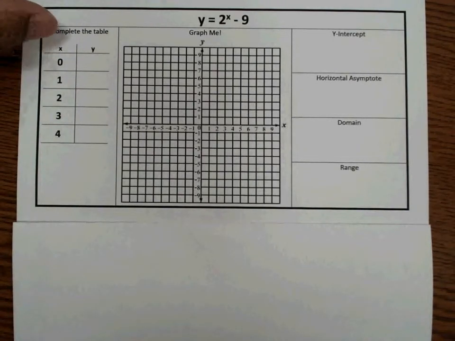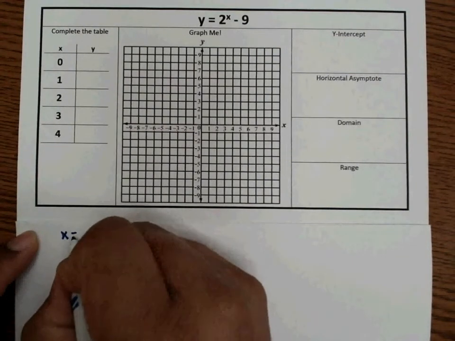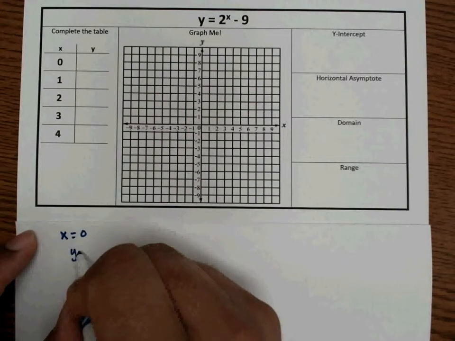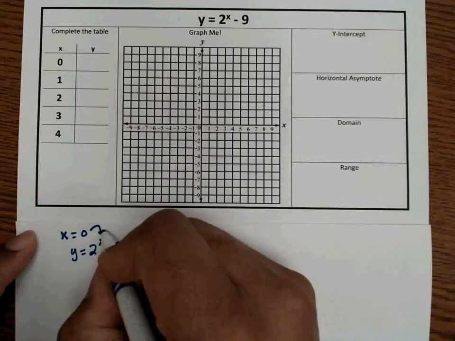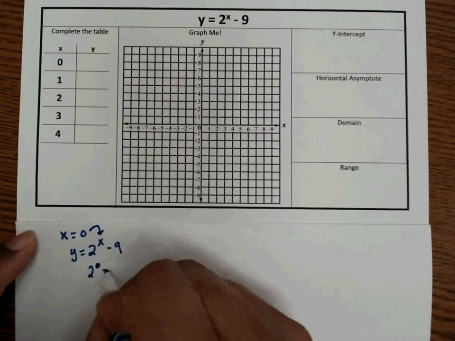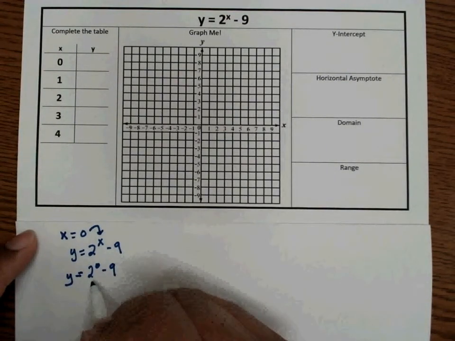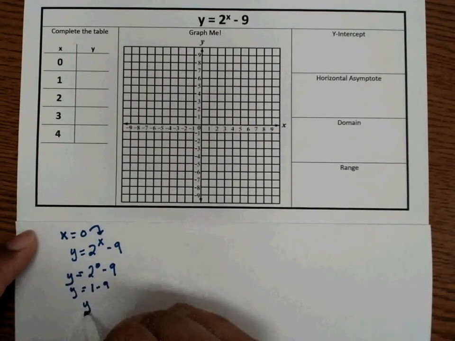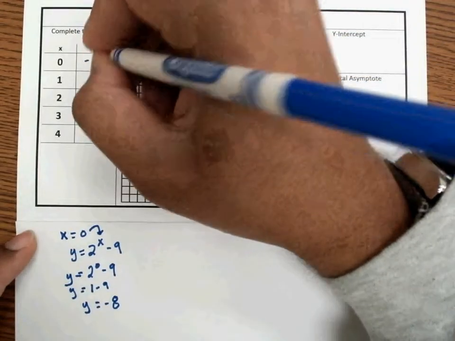Let's go ahead and figure out what y will be when x is 0. So I'm going to go ahead and write x equals 0. And we have y equals 2 to the x minus 9. So we're going to put 0 where x is. So we get 2 to the 0. So that means 2 to the 0 is 1. And so we get y is equal to -8. So I'm going to put -8 here. And then we just repeat the same thing.